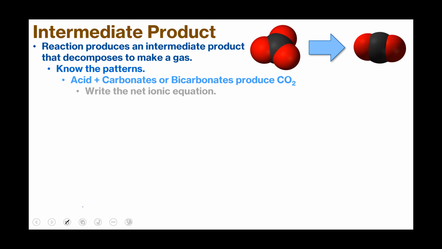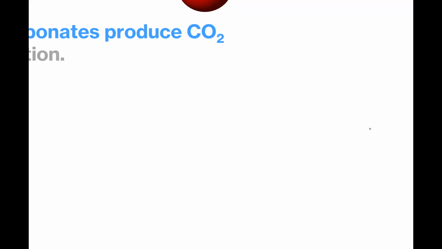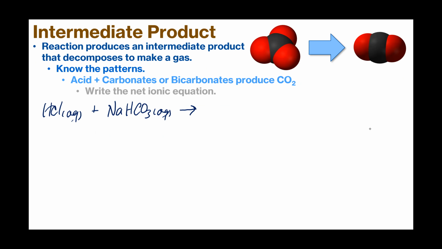Look at this example. We're going to take HCl, aqueous, and we're going to react it with sodium bicarbonate, baking soda, NaHCO3. The pattern we're looking at here is carbonates and bicarbonates. Carbonates and bicarbonates with acid produce CO2. Okay. So we should do that.